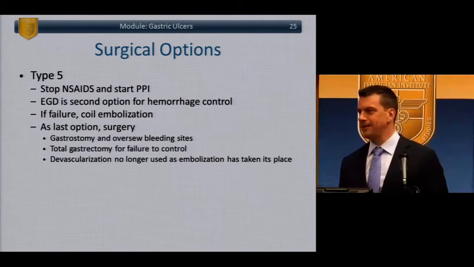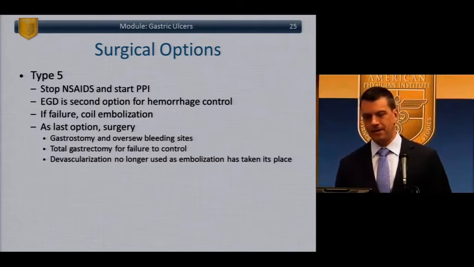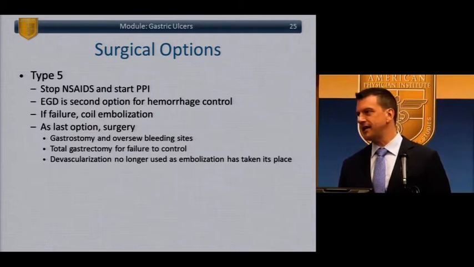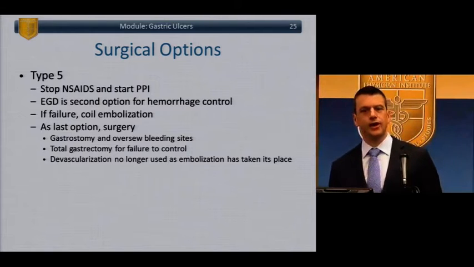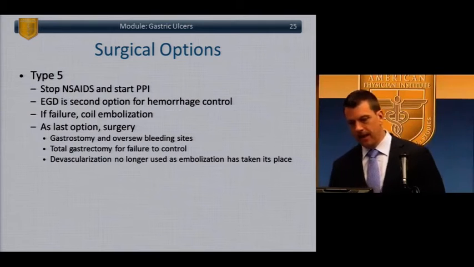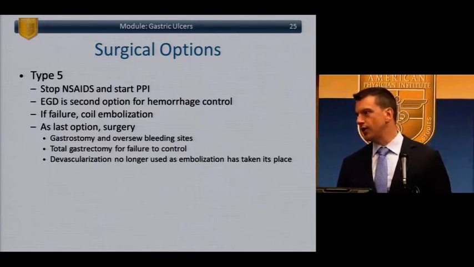Type 5, stop the NSAIDs, of course, is the first, and then a PPI. EGD is your second option for control of the bleeding, and helps to localize this. This is useful when it's a single area bleeding or several small areas but not a lot. Sometimes it's the whole stomach that's bleeding, or someone who's very sick, and so that can become a little bit more difficult. If you have a failure of EGD, coil embolization of the gastric vessels is also useful.